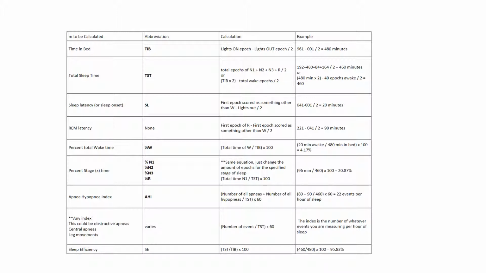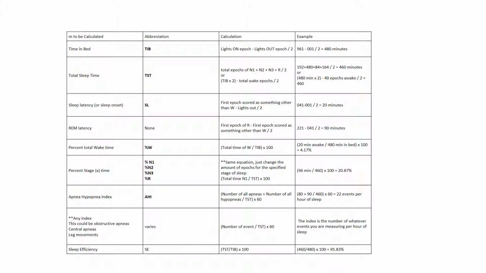So common ones are time in bed, and there I've given you the abbreviation TIB, and it is going to be important that you recognize these abbreviations. The calculation for time in bed is the lights on epoch minus the lights out epoch divided by 2. So if a study went to epoch 961 and the study started on epoch 1, you'd subtract that, divide it by 2, and you get the total amount of time in bed.